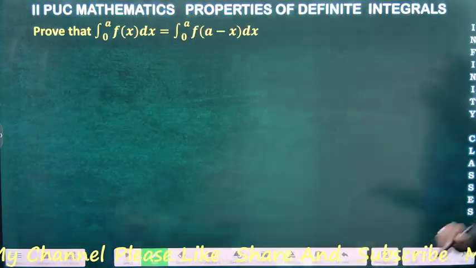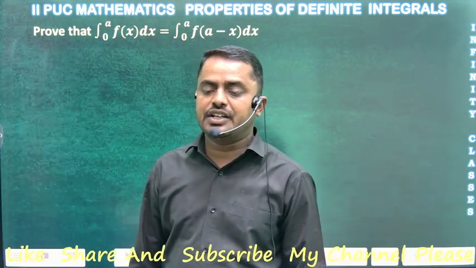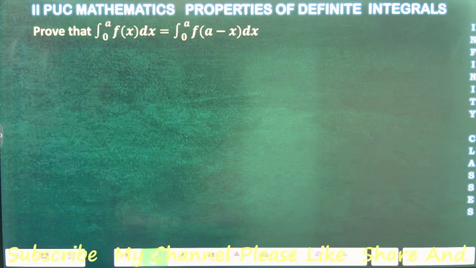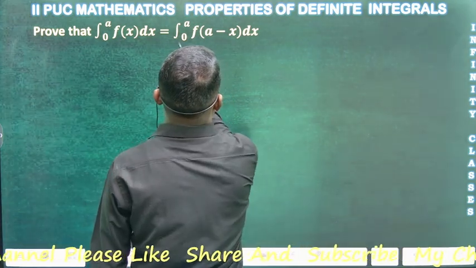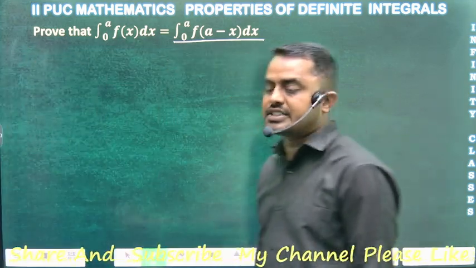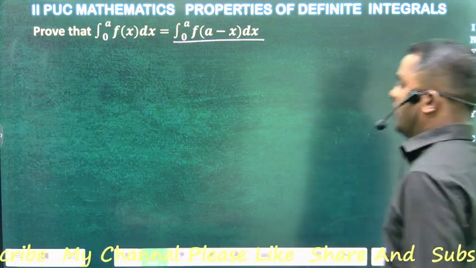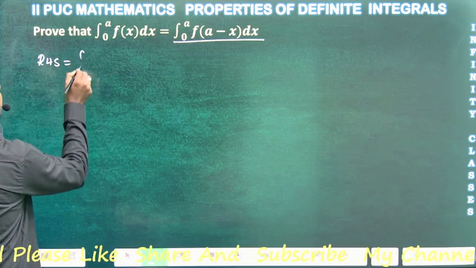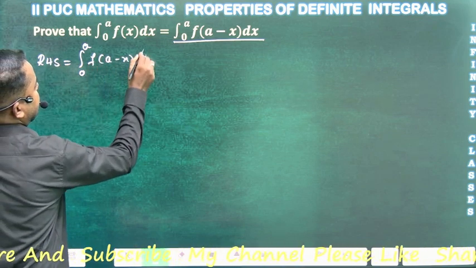Now let us see the first property. Prove that the integration of 0 to a f of x dx is equal to the integral of 0 to a f of a minus x dx. To prove this property, first we have to take the RHS, that is the right hand side part. RHS is equal to the integration of 0 to a f of a minus x dx.